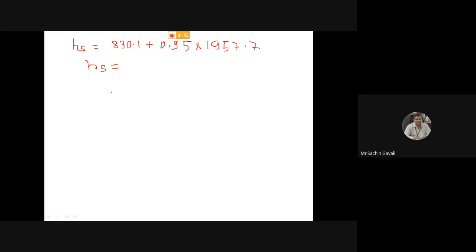Give me one or two seconds so I know. Does anyone have a problem with how you are getting 830.1? Good. Kunal, now you got the answer for HS. HS is equal to 2689.91. Kunal and Shivani also got the answer. Good, Shivani. But give the units: kilojoule per kg.